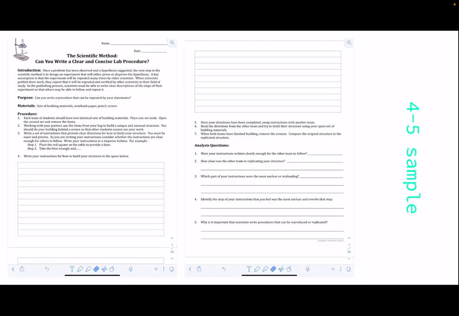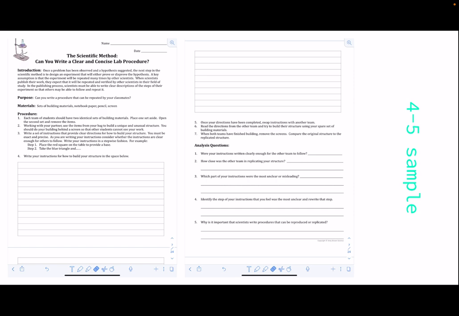My next one is the 4 through 5. This one's a little more serious. The kids are trying to get ready to transition to middle school. Again, we start with our front-loading introduction. We're given our purpose, why are we doing this, our materials, and then our procedures. This one is bulleted using 1, 2, 3, and then your 4 is going to be your writing, 5, 6, 7, and then your analysis question.